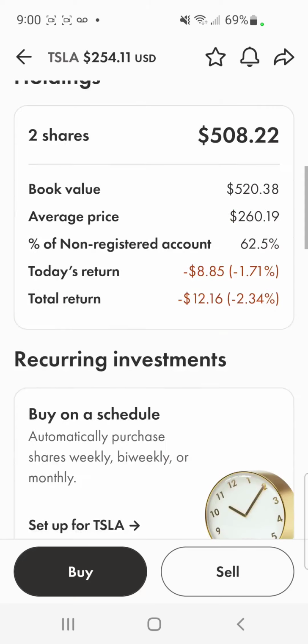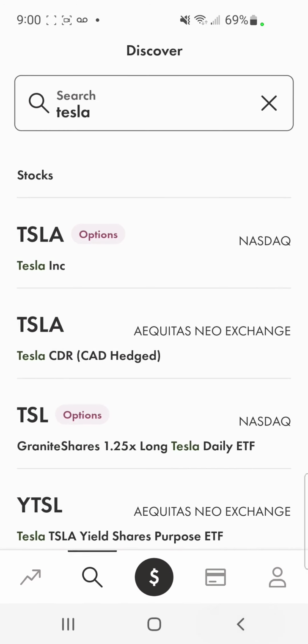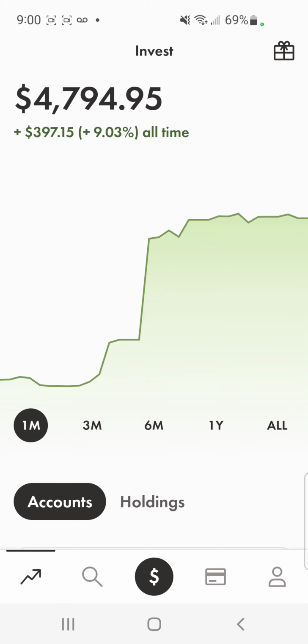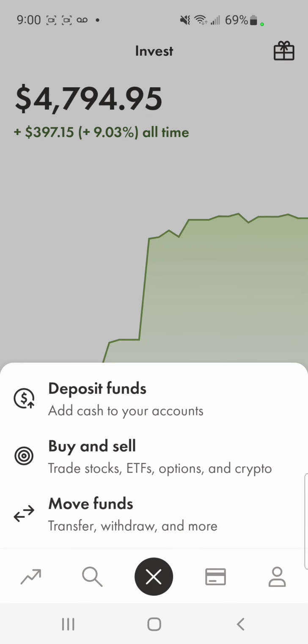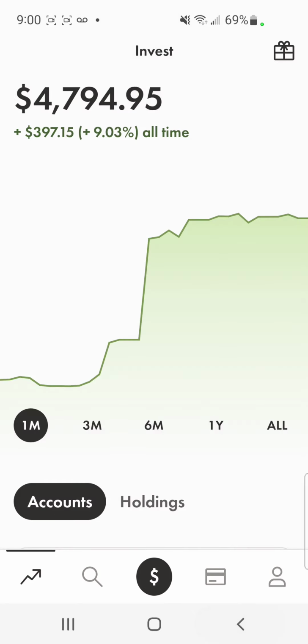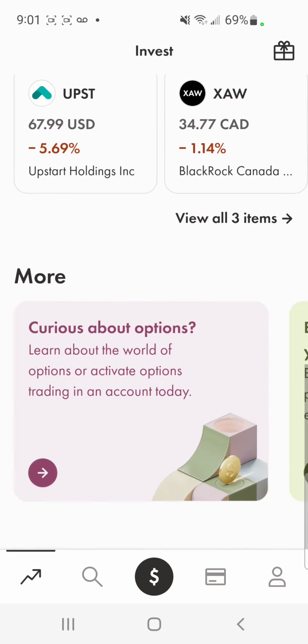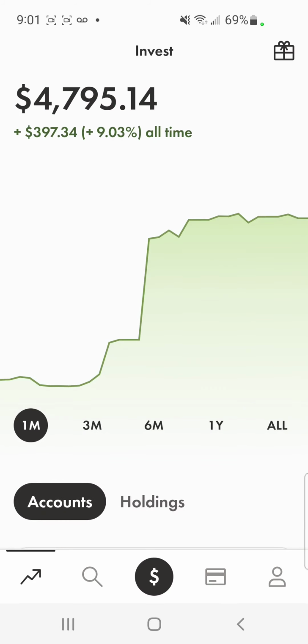If you own the share, you can sell it, as you can see by the sell button. Let's go back. The middle button is a black dollar sign. It basically lets you add funds as well as withdraw funds. And there's a buy and sell in the middle. And that credit card thing, it's just more options for products associated with Wealthsimple. I haven't checked those out yet, but maybe someday. And there's a person icon as the last icon.